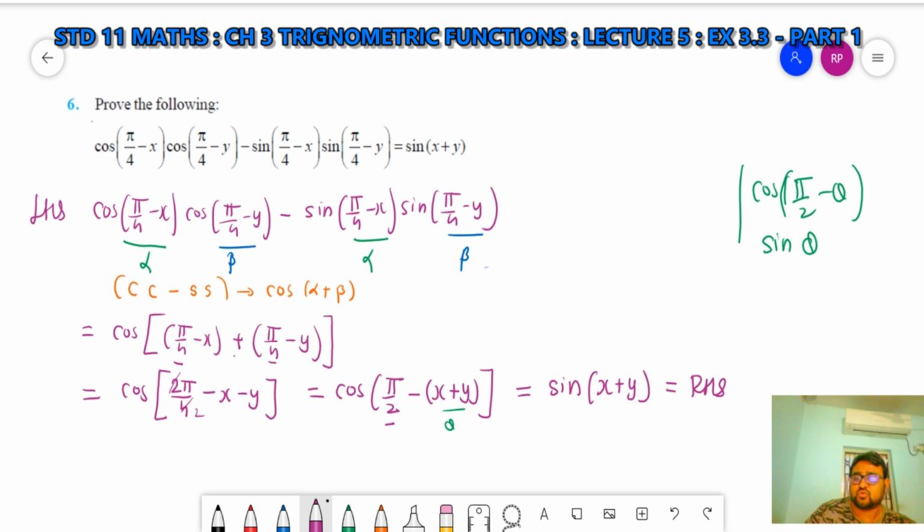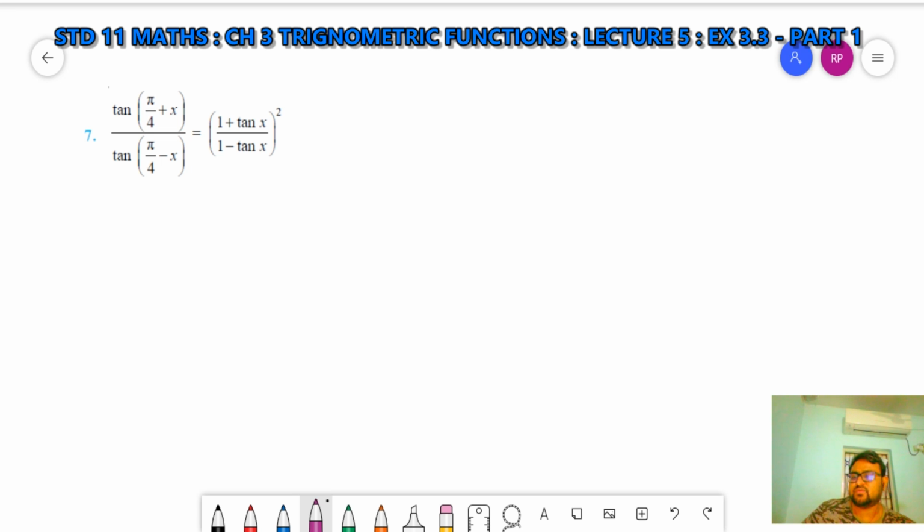Now let's move to the next one, that is question number 7. Question number 7. You have to prove that tan(pi/4 + x) upon tan(pi/4 - x) is equal to ((1 + tan x) upon (1 - tan x)) whole square. Well, let's take LHS: tan(pi/4 + x) upon tan(pi/4 - x).